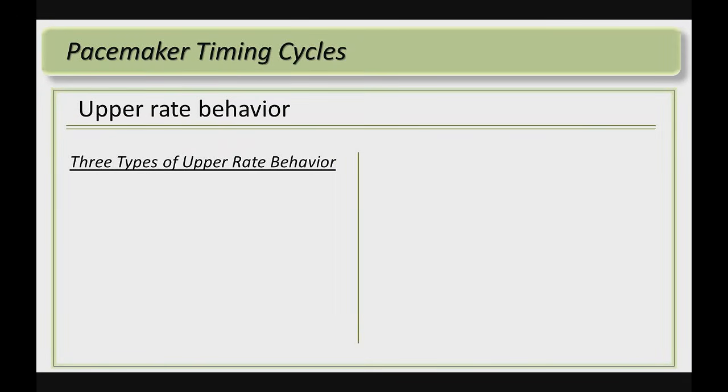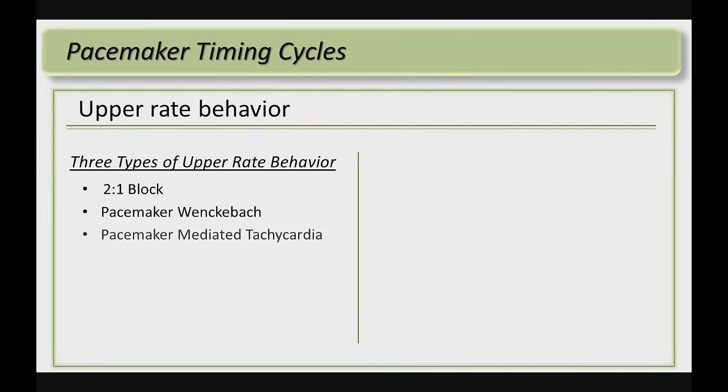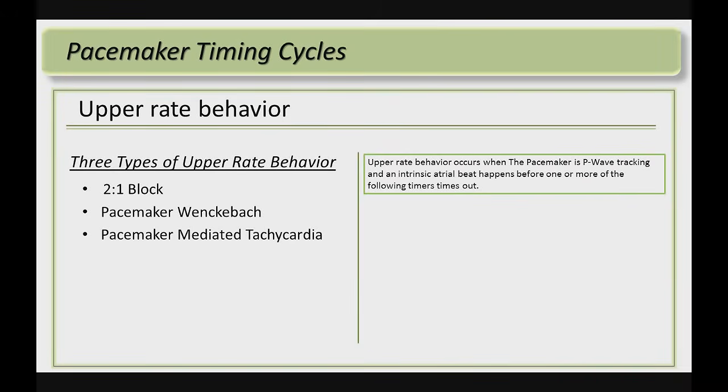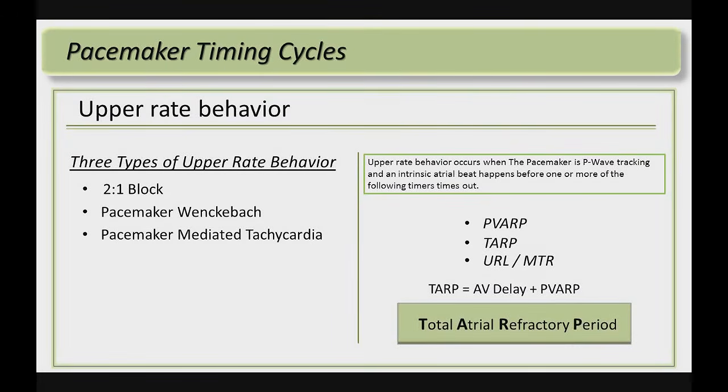There are three types of upper rate behavior: 2-to-1 block, pacemaker Wenckebach, and pacemaker-mediated tachycardia, abbreviated PMT. Upper rate behavior occurs when the pacemaker is P-wave tracking and an intrinsic atrial beat happens before one or more of the following timers times out: the P-VARP, the TARP, or the upper rate limit or maximum track rate. We haven't talked about TARP yet, but it's a pretty simple timer to understand. It's really just the AV delay plus the P-VARP, which stands for our total atrial refractory period.